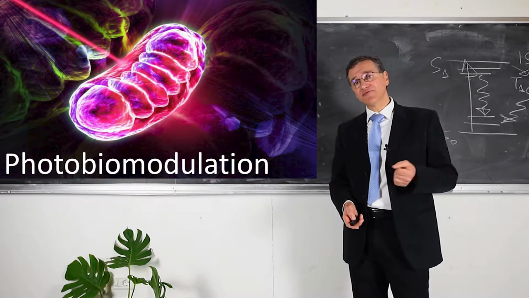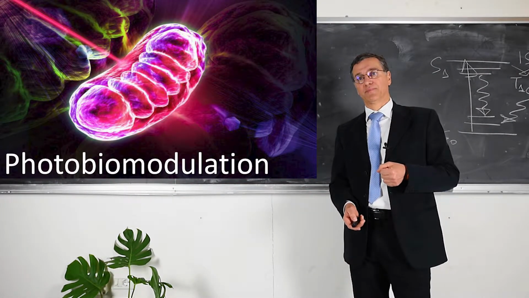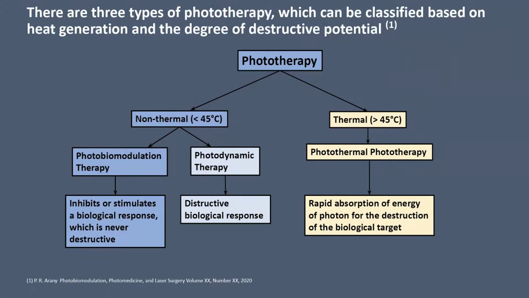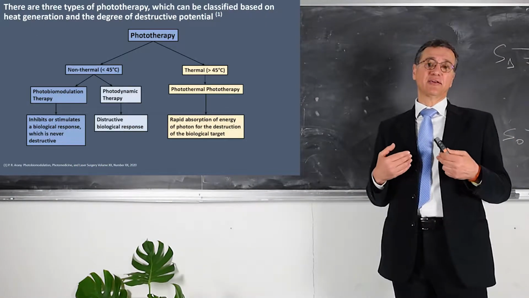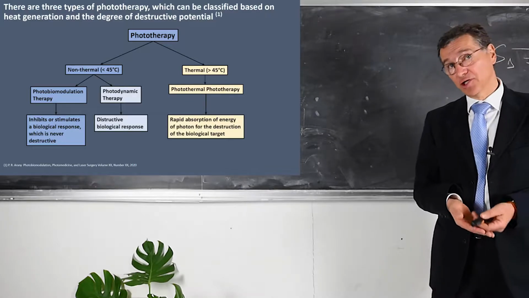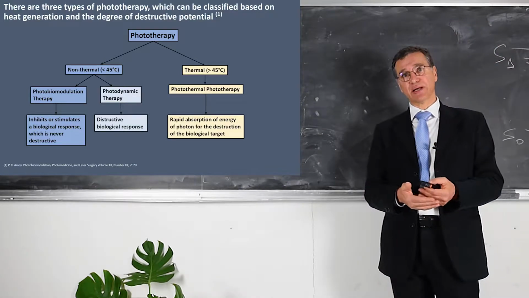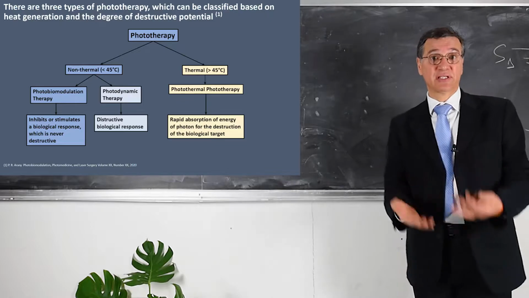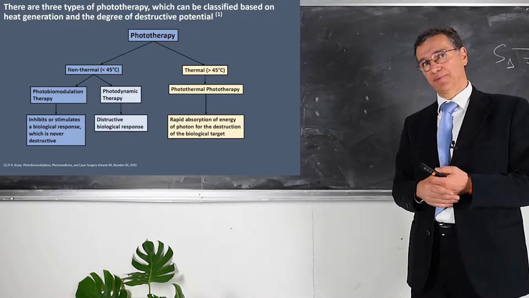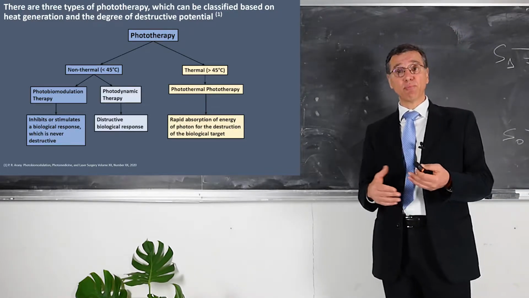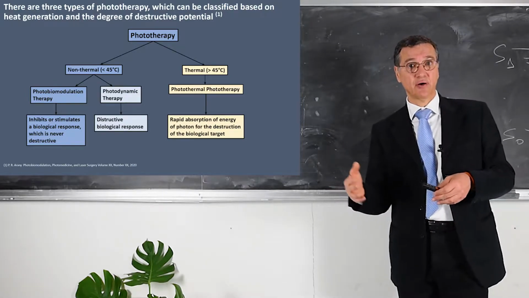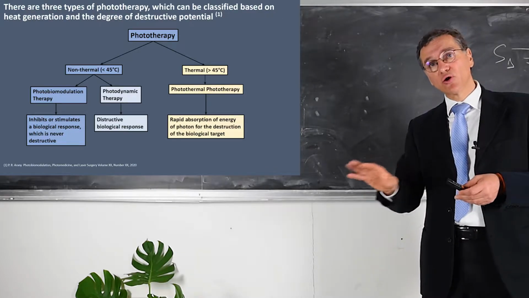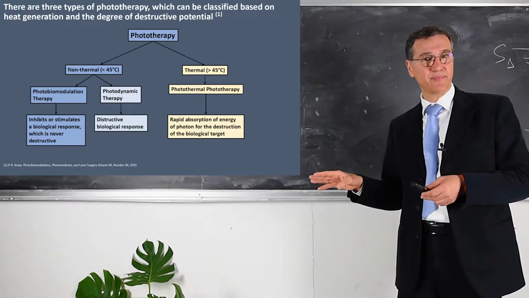So how does photobiomodulation work? Mainly what we call phototherapy is based on two effects. One is the fact that the photons absorbed by the tissue are going to interact with some chromophore, delivering some energy, increasing the temperature. And if we go to a temperature of more than 45 degrees, we induce apoptosis of cells, so the death of the cells. This is what is called photothermal phototherapy.